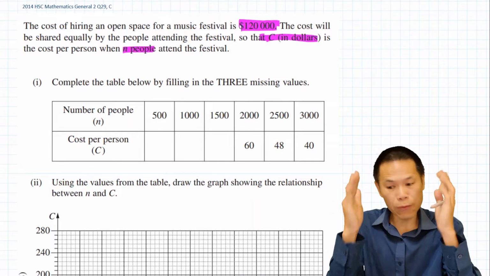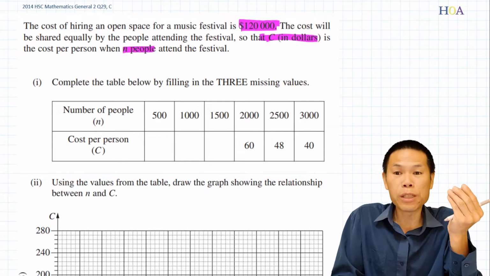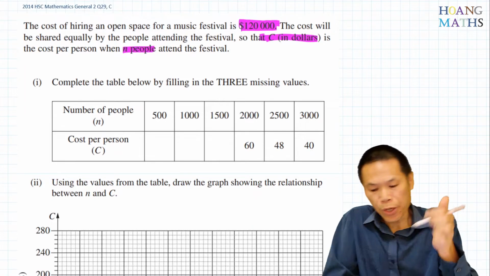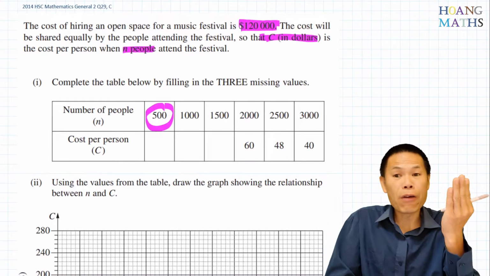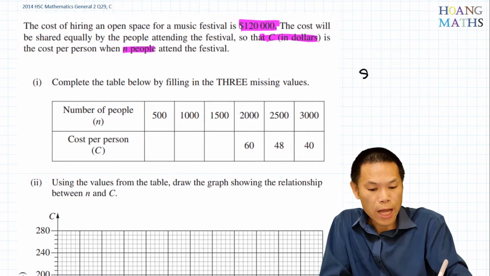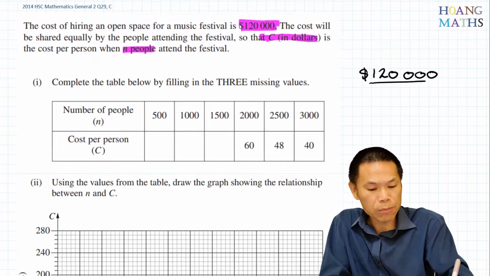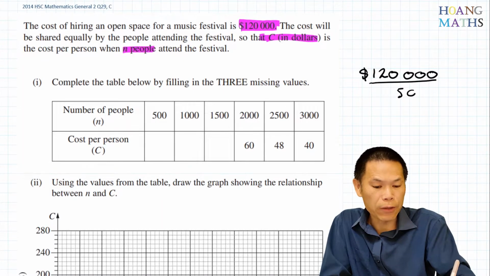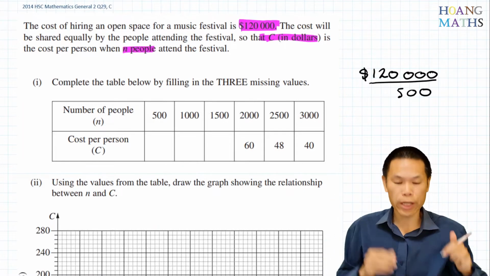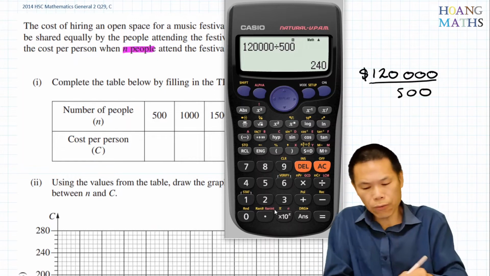To do this, first of all, we know that the cost needs to be divided equally by the number of people. For the first one, we have 500 people attending the festival. So we go $120,000 and divide this by the number of people, which is 500. I just put that on my calculator: 120,000 divided by 500. So that is 240.